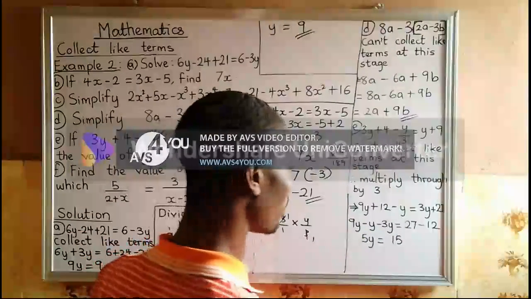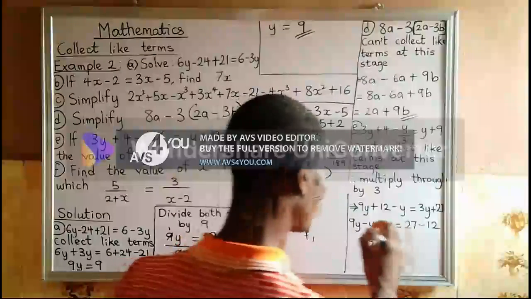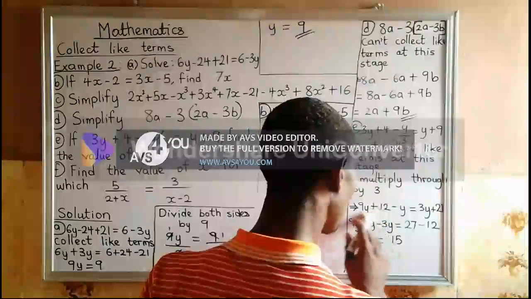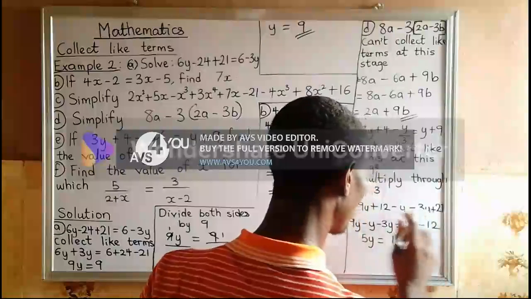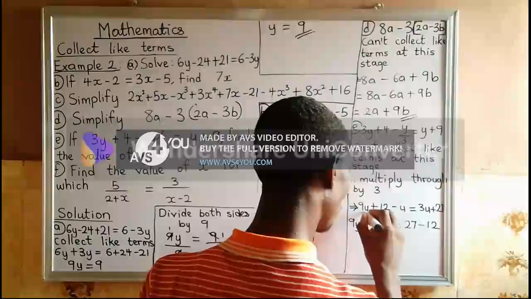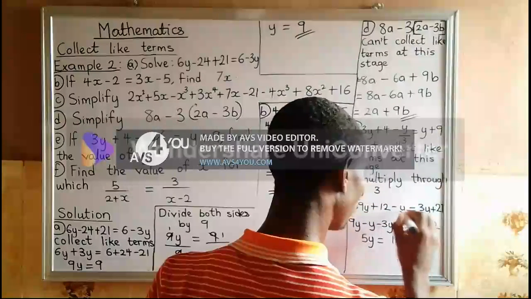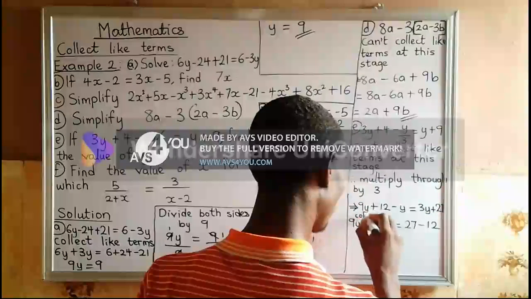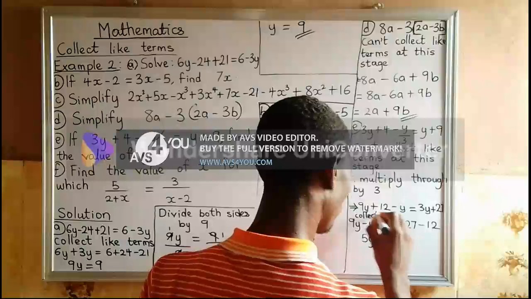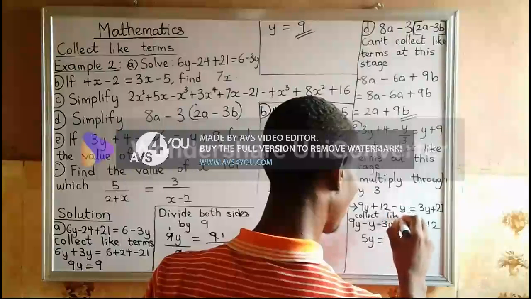Oh, sorry, I didn't write the principle again. Oh, forgive me. I don't want to rub these off. Just shorten the y. Okay, so collect like terms.